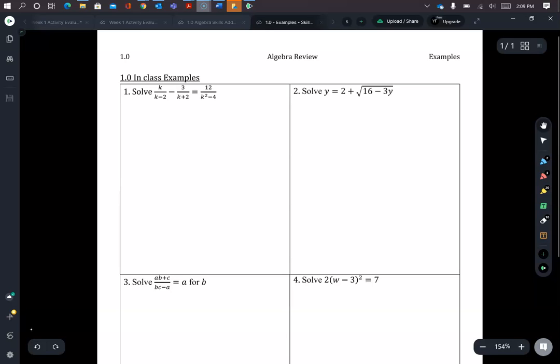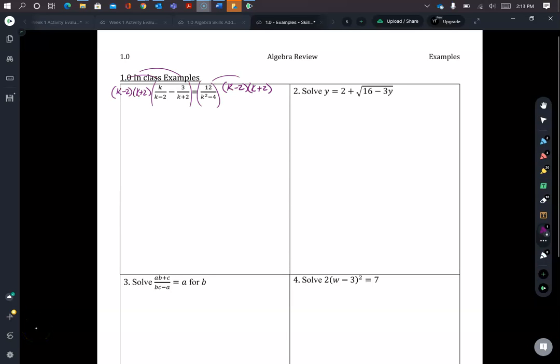To do that, I have to look at what I am given here. I have a k minus 2 in the denominator, k plus 2, and a k squared minus 4. If I find the common denominator for that, which would be k minus 2 times k plus 2, I can clear the denominators. Really, when I multiply every term on both sides by that denominator, it's going to reduce to 1. So that is my goal.